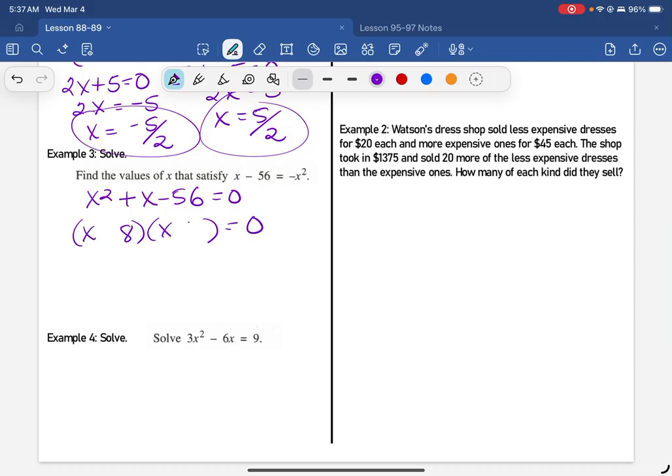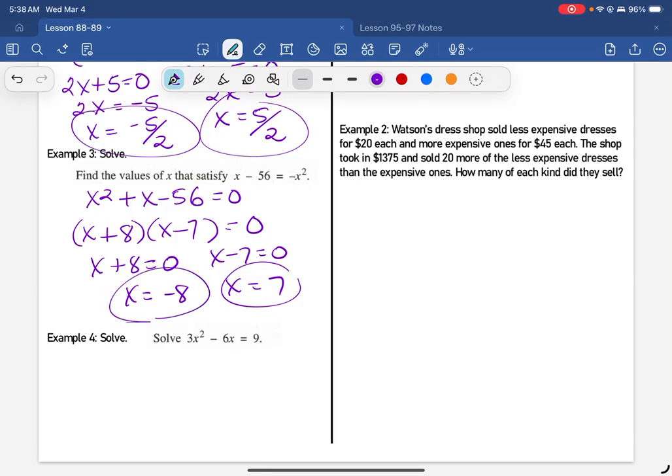8 times 7 is 56. I need a positive 1x, so I'll make the 8 positive and the 7 negative. And then as I set each of these equal to 0, I know that x is negative 8 and x is positive 7.